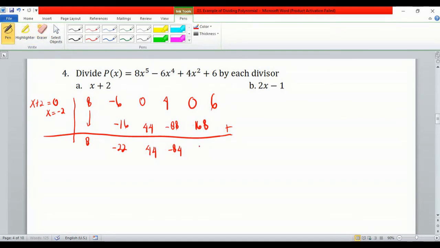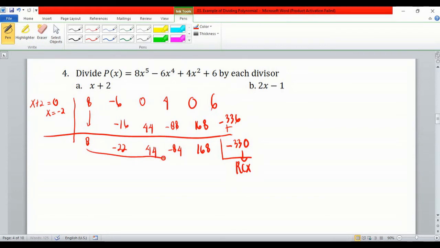And then you need addition again. 168 times minus 2 is minus 336, right? And then you add them, and then you will have the result minus 330. So minus 330 is, we can say, the remainder.